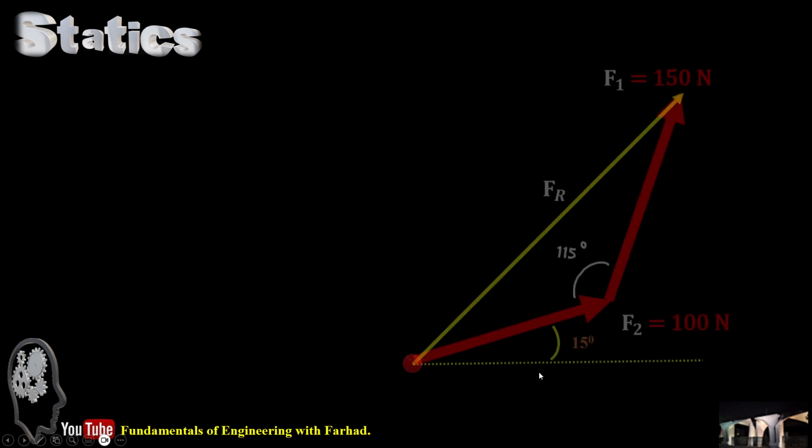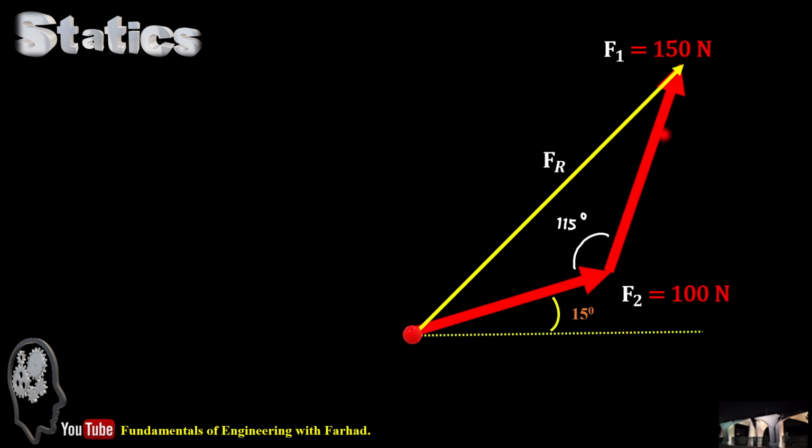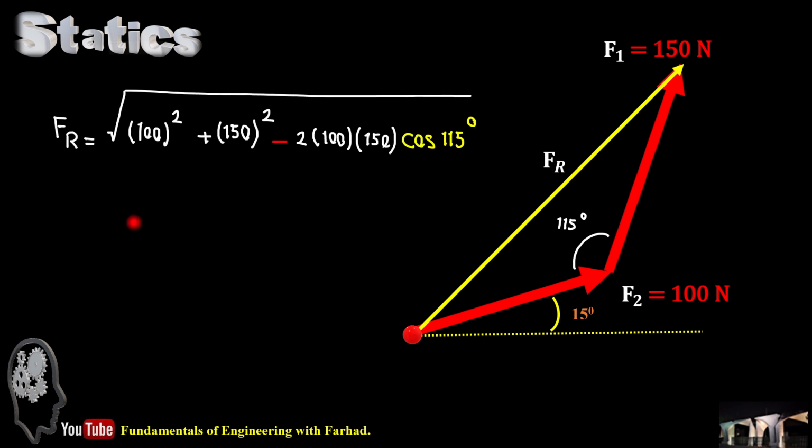As soon as we have that, we can just use half of the figure and use the cosine law. Fr is the square root of 100 squared plus 150 squared minus 2 times 100 times 150 times cosine of their angle between. So this is 100, this is 150, and theta between them is 115, so that gives us F sub R is 212.6 newtons, almost 213 newtons.